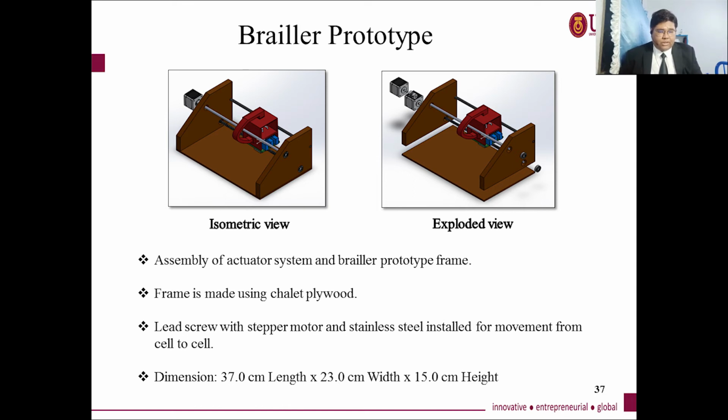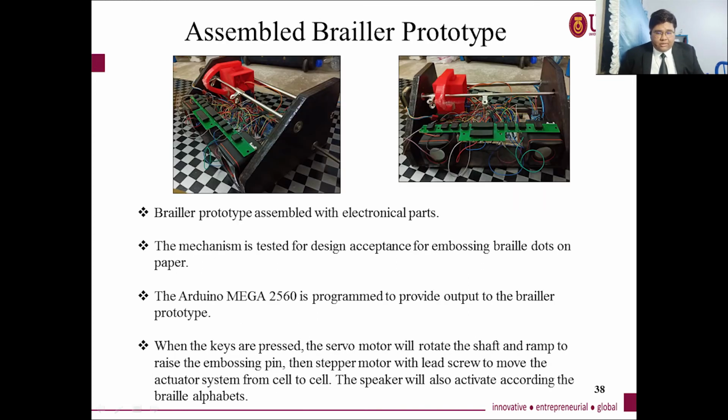prototype, which is the assembly of the actuator system and the Brailler prototype frame, which includes the lead screw, stainless steel rod, bearing, and stepper motor. Okay, next is the assembled Brailler prototype, which is assembled with electronic parts with my partner Ari Shafiq. The mechanism is tested for design acceptance for the quality of the embossing braille. The Arduino Mega is programmed to provide output to the Brailler prototype.